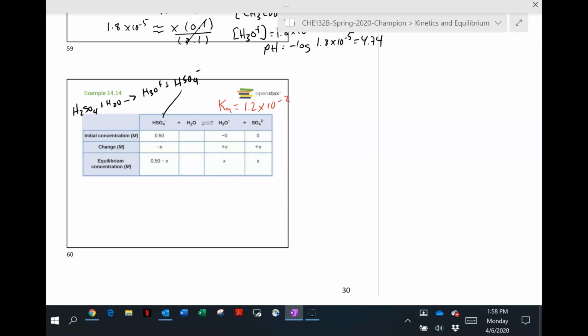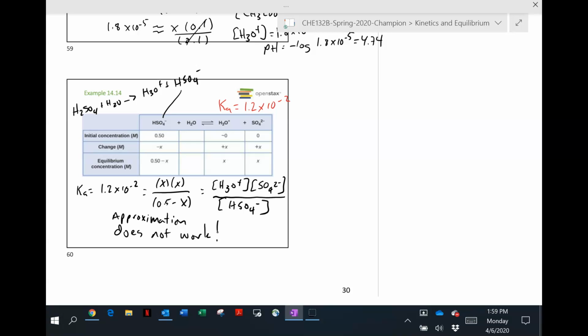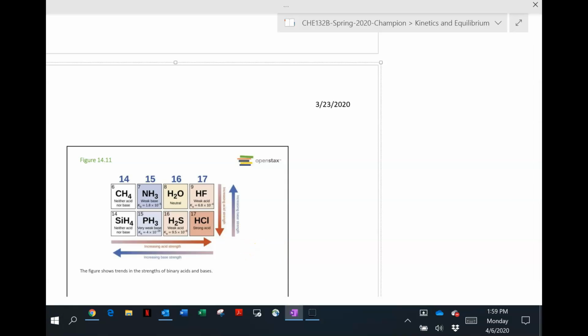And if we plug this in, what we would see is that the Ka here, which again is 1.2 times 10 to the negative 2, is going to be equal to X times X over 0.50 minus X, which is the hydronium ion times the sulfate ion divided by the bisulfate ion, the HSO4 minus. Now the approximation does not work. So you have to go full bore and do the quadratic equation for this guy. The quadratic formula is given on the formula sheet. There's a lot of algebra that we can do, but we're going to pick this one up on the next video.